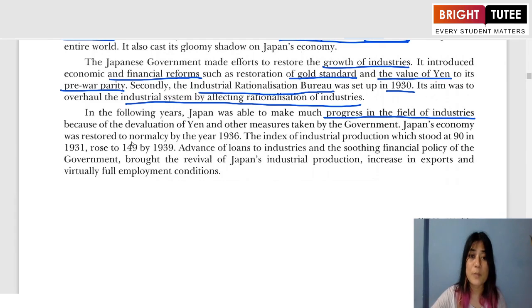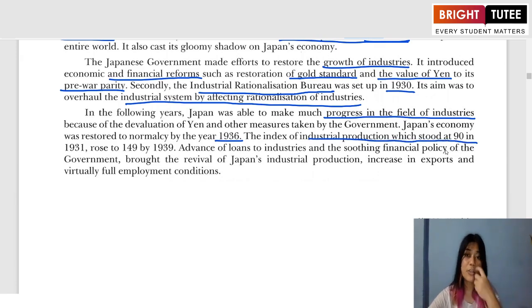Japan's economy was restored to normalcy. It could bounce back again by 1936. Okay. So it suffered in the 20s, but its economy bounced back in 1936. The index of industrial production, which stood at 90 in 1931, increased to 149 by 1939. So you can see how Japan had improved economically. Okay.